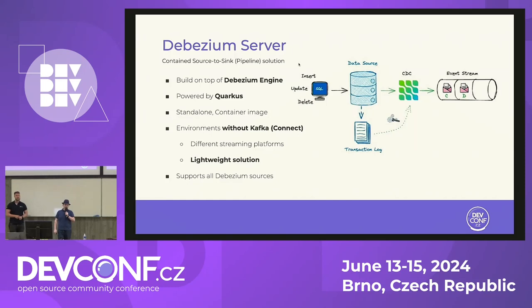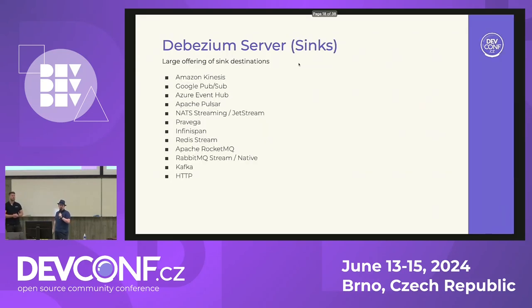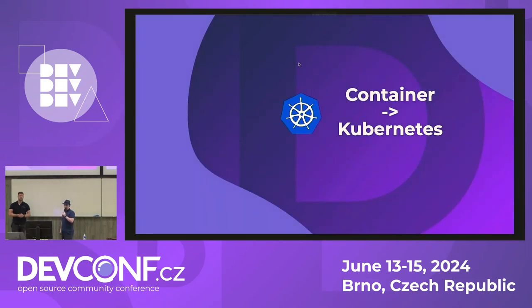It's distributed either as a standalone application or as a container image. And when I said that there are quite a few of these sink destinations, I meant it. We target things from various cloud providers, through things like Apache Pulsar, Pravega, Infinispan, to things like Kafka or an HTTP connector. So I've mentioned that Debezium Server is distributed as a container image.